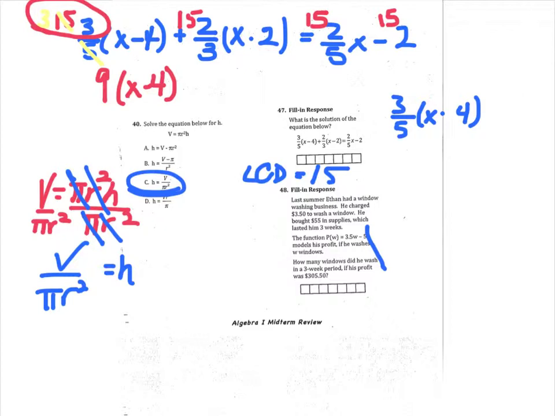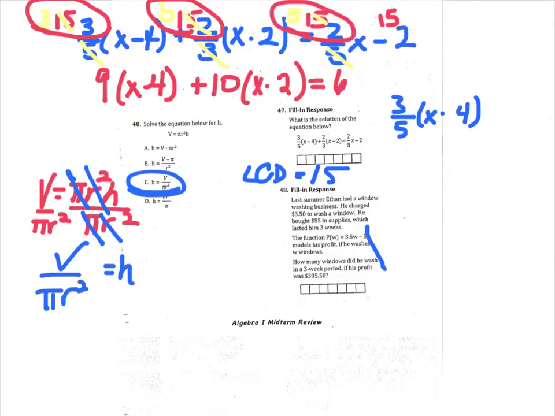For the second group, 3 goes into 15 5 times, and then I have 5 times 2, which is 10, times (x minus 2). On the right-hand side, 5 goes into 15 3 times, and then I'm left with 3 times 2, which is 6x. On the last one there's nothing in the denominator, so nothing cancels, so I just multiply 15 times 2 to get 30. So that's my equation so far.